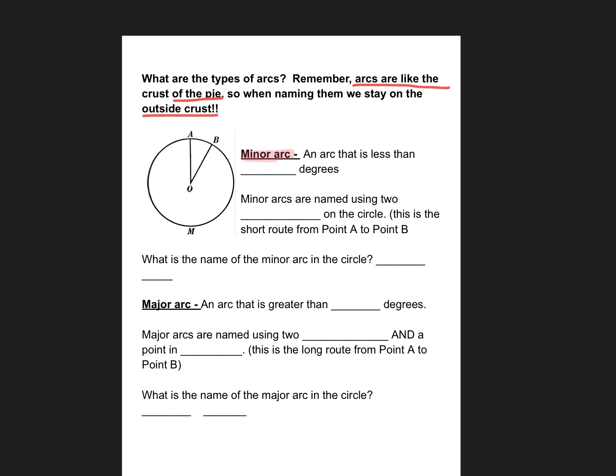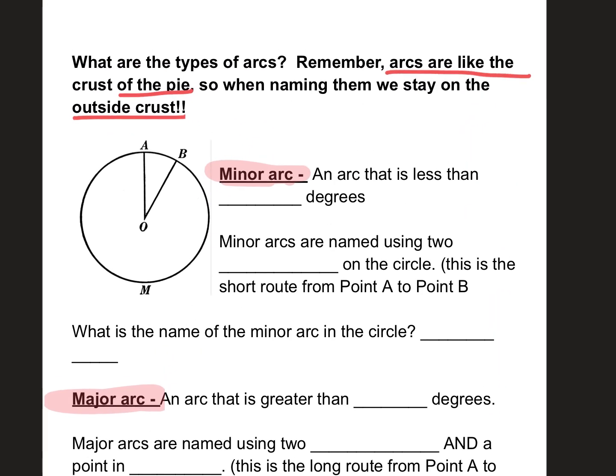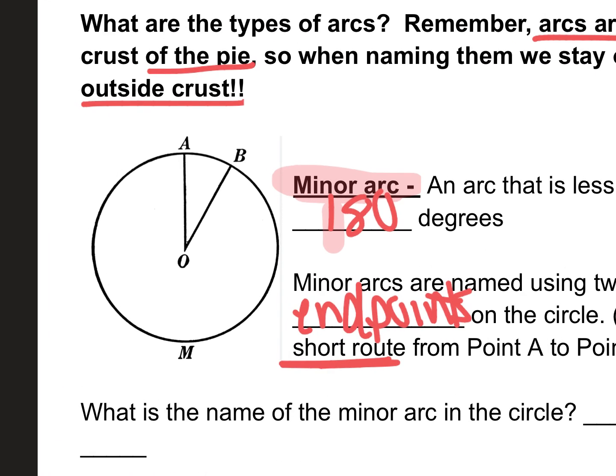The first one we're going to talk about is a minor arc. The second one will be a major arc. And then on the next page, we're going to talk about a diameter. Okay. A minor arc, well, minor means small, so it is less than 180 degrees. Minor arcs are named using the 2 endpoints on the circle. This is the short route. So if we're talking about a minor arc, we're taking the short route from point A to point B. On this picture, the short route from point A to point B goes from here to here. That's a minor arc.